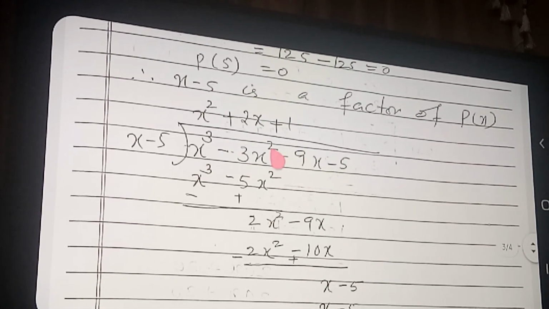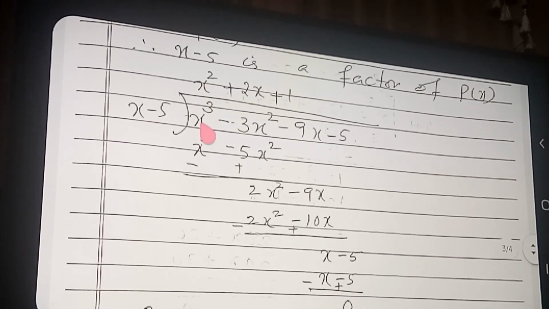Just like the previous method. Okay, first term by first term, what is coming? x square into x gives x cube. x square into minus 5 gives minus 5x square. Change the sign, minus and plus. And minus 3x plus 5x square, how much is coming? 2x square. Bring down the term minus 9x. Again first term by first term: 2x coming. 2x into x is 2x square. 2x into minus 5 is minus 10x. Change the sign, minus and here plus.